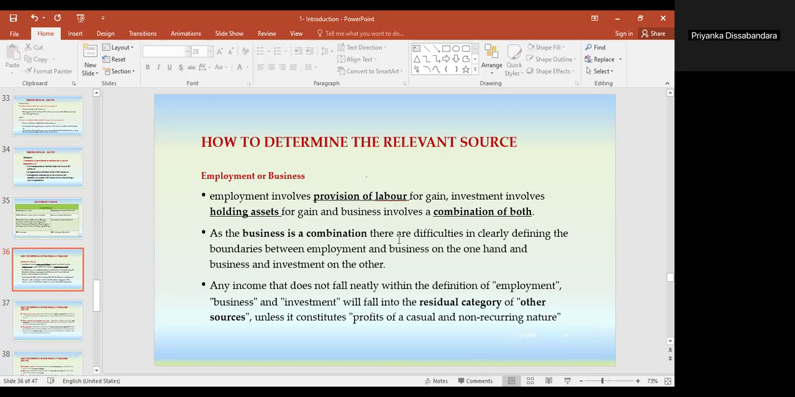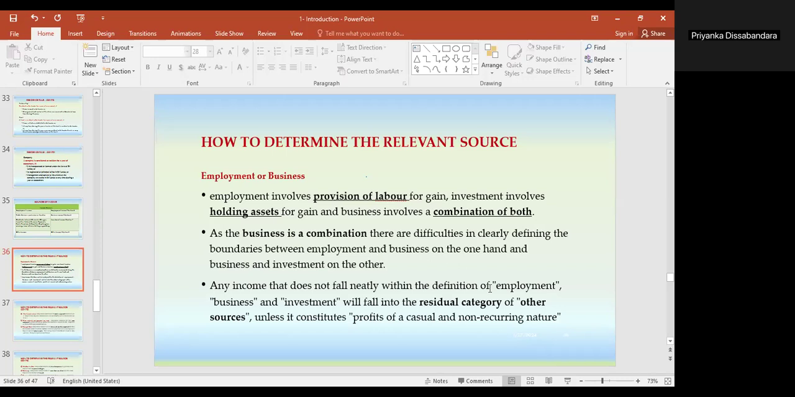As business is a combination, there are difficulties in clearly defining the boundaries between employment and business. It is very difficult to draw a line between employment income and business. And business and investment. It is not only investment and business and employment, it is very difficult to draw a line between business and investment.